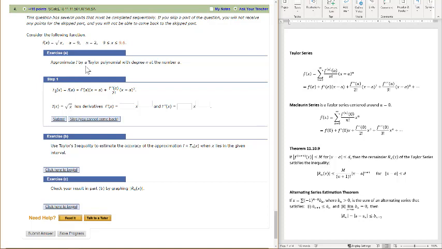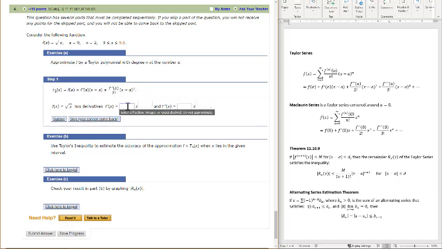So part A, they want us to approximate the Taylor polynomial with a polynomial of degree n. And they want us to use Taylor's inequality to estimate the accuracy, and then they want us to graph. All right, let's take a look at it. We want the second degree Taylor polynomial, which means we need a couple of derivatives.